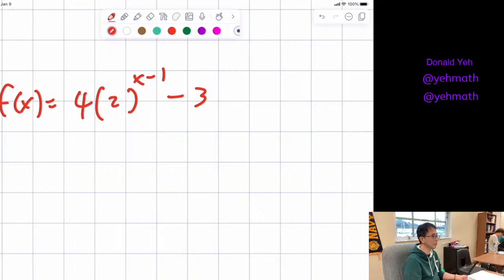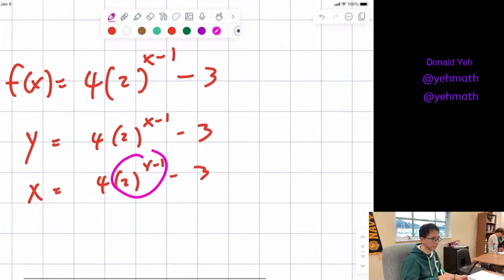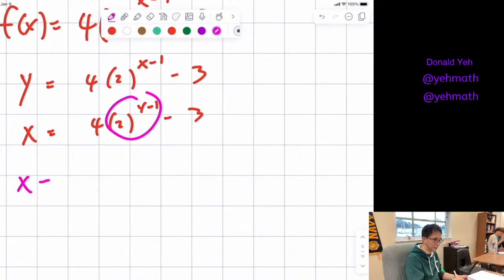How do I find the inverse function? Change your f of x to y. You guys did that? Do you switch the x and y? Now isolate this part. This is what you're trying to isolate, because you want to get to there. So it'll be x plus 3 is equal to 4 times 2 to the y minus 1.